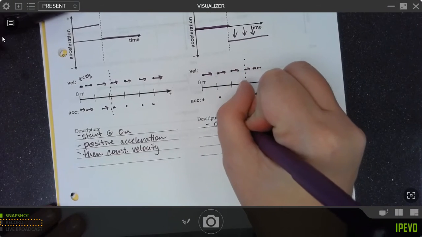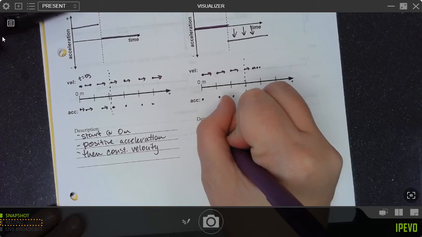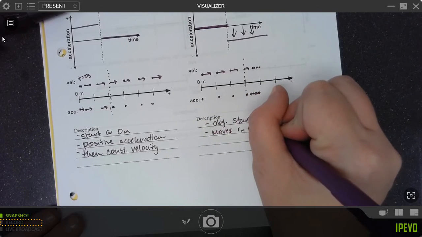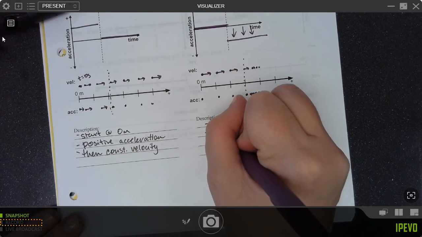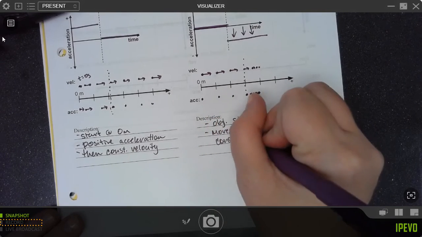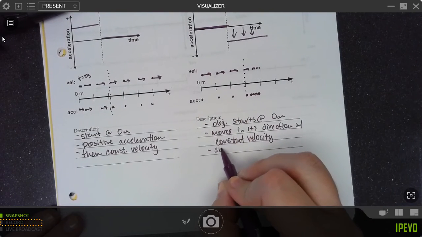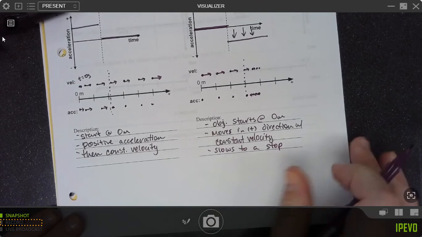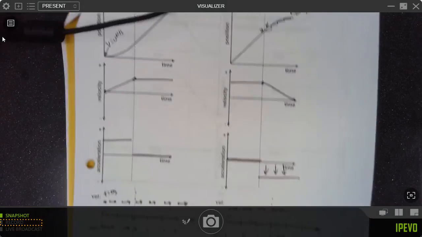So our object starts at 0 meters. It moves in a positive direction with a constant velocity. Then it slows to a stop. Any questions about number 6? Almost there, guys.